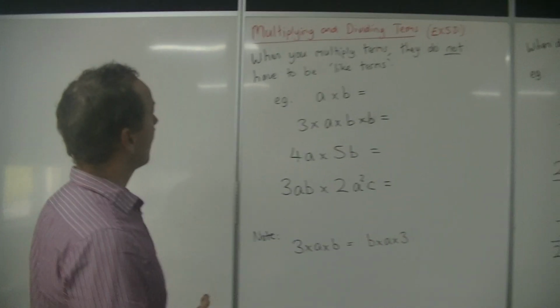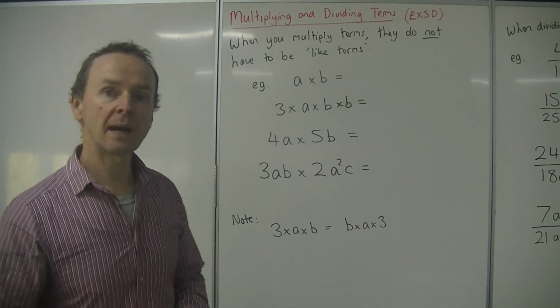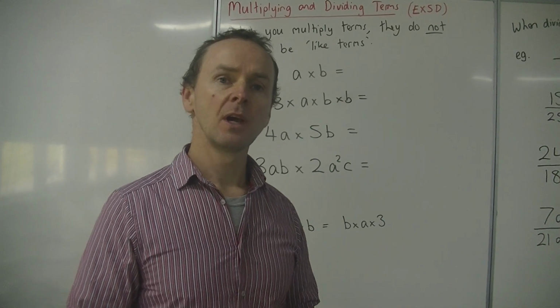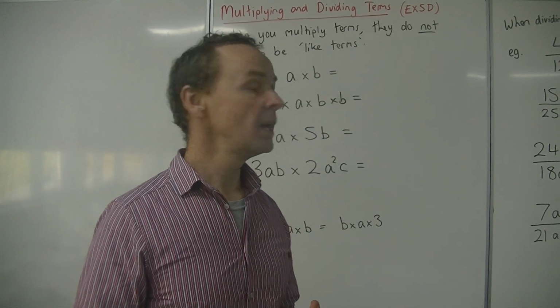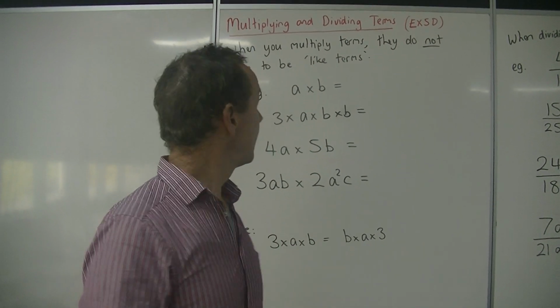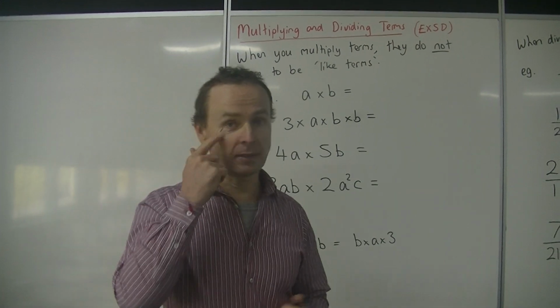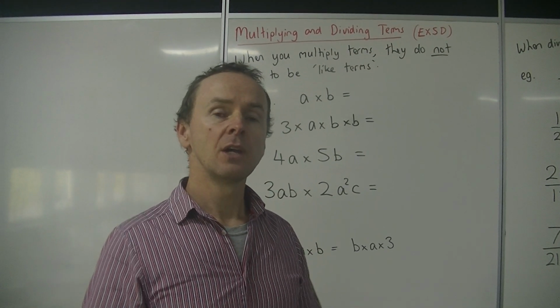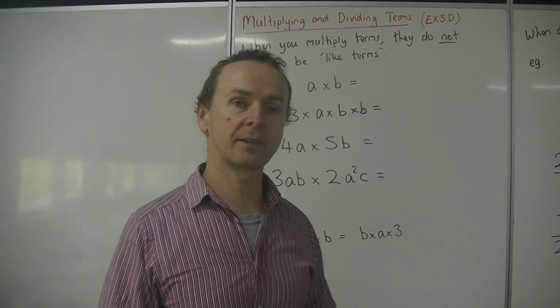Excellent. Alright, so remember last lesson when we were adding and subtracting terms? What was the key rule? The key rule there was you can only add and subtract like terms. They must be like terms. This time we're multiplying terms and dividing, and the key is you do not need like terms to do this. So you can multiply any terms you like together.